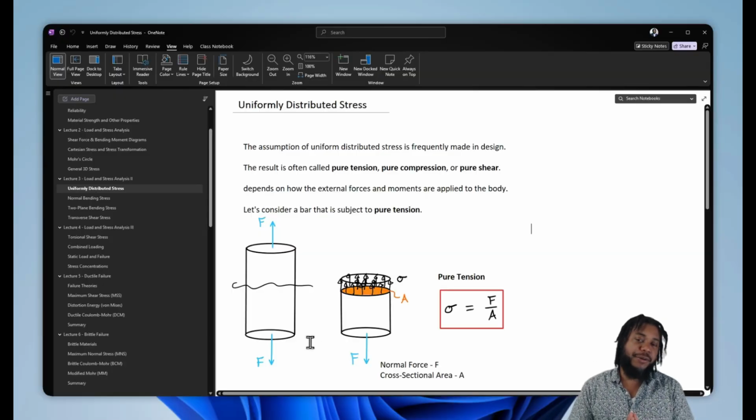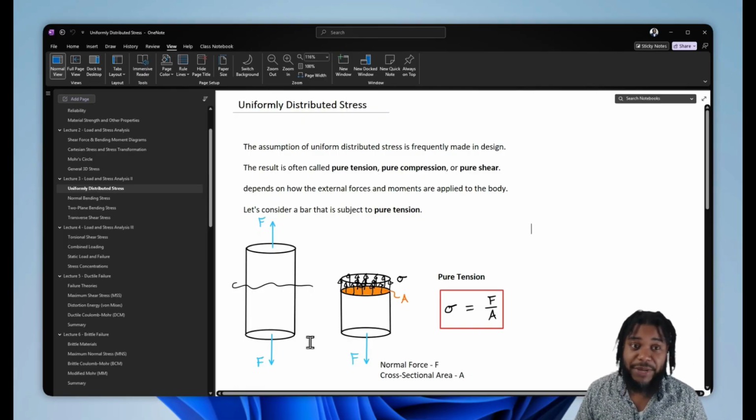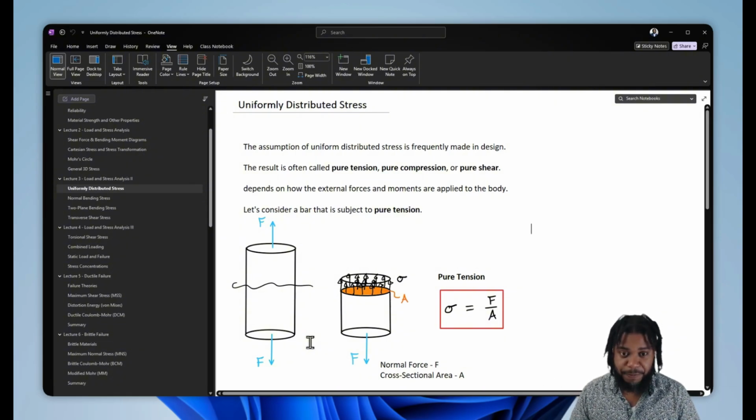All right. So we've already talked about stress a little bit, but now we're going to actually go into a discussion on the different types of stresses that are applied to bodies and the equations that are used to calculate them. Now, the absolute simplest stresses that we can apply to a body are those that we call uniformly distributed. That means that across the cross section of a body, the stresses are equal everywhere along that cross section.